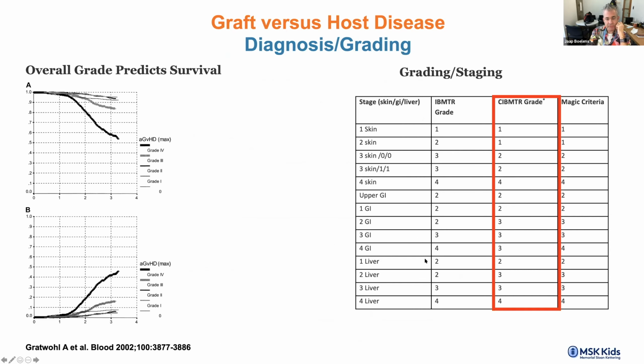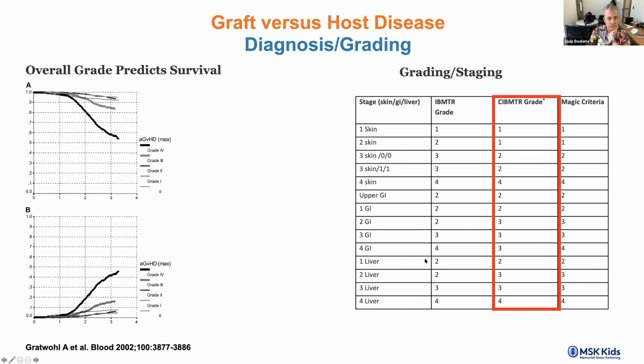And if you develop, and this is survival and grading, so over the years we had different gradings, but the CIBMTR grading is the most frequently used grading system now. That's in the middle, that's the red box. And on the right-hand side, you can appreciate the survival chances if you develop grade 1, 2, 3, or 4.